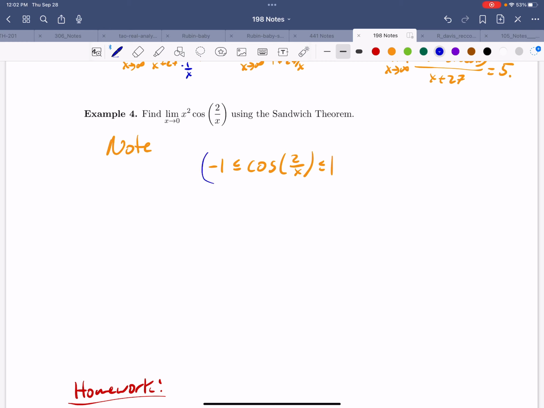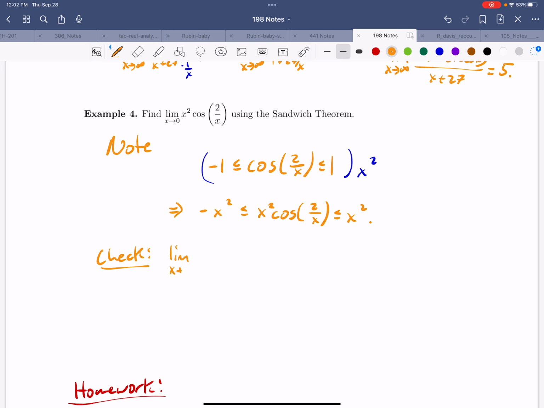Okay? And then what are we going to do? We're just going to multiply by x squared. So we're going to get negative x squared less than or equal to x squared cosine of 2 over x less than or equal to x squared. Okay? And what do you know? We've got our original expression. Awesome. Original function, right? Now we're going to check. And this one shouldn't be too bad.